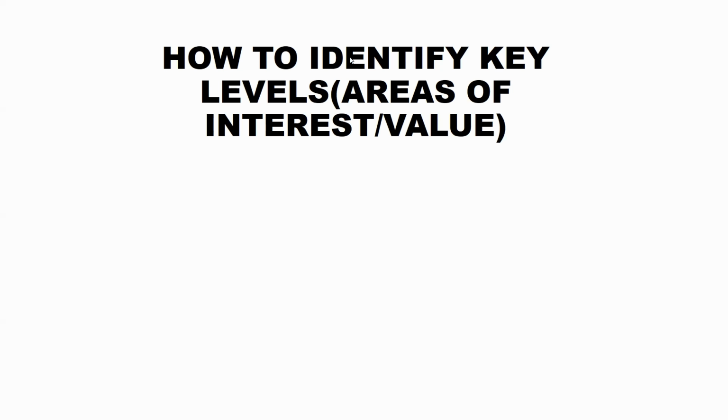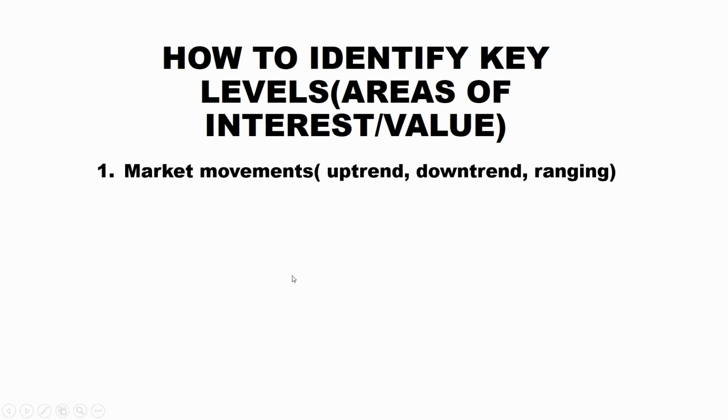So for you to be able to identify your area of value or interest, or what sometimes we refer to as a key level, the first thing you have to know is the type of market you're in, the type of market movement that the price is making. Are you in an uptrend? All this, we mentioned it in the previous video, so I'm not going to spend a lot of time here.